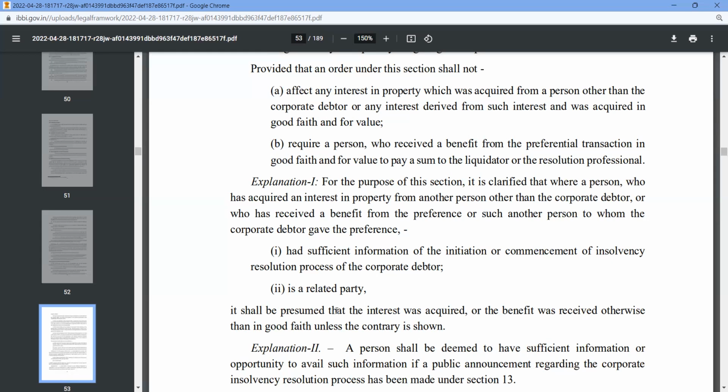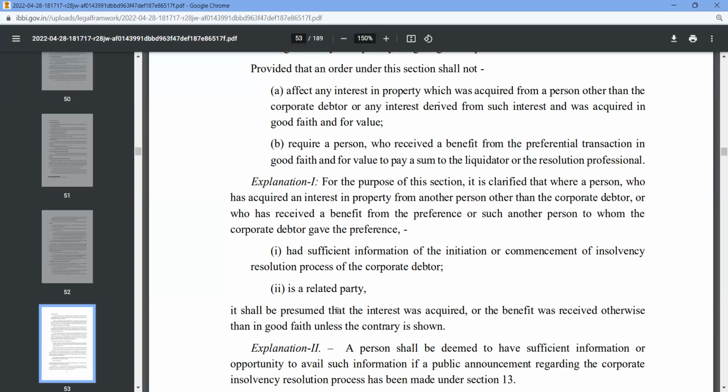In case of a related party, it shall be presumed that the interest was acquired or the benefit was received otherwise than in good faith, unless the contrary is shown. So if you are a related party, even if you say, okay, I paid the money for it, I acquired it in good faith and for value, even then you have to prove it. Okay?